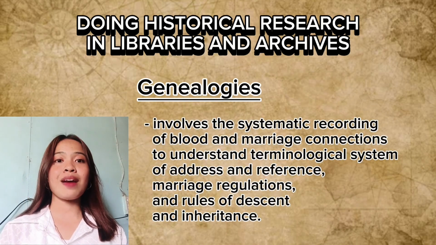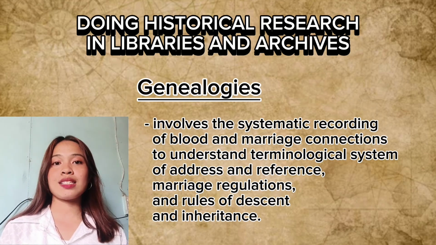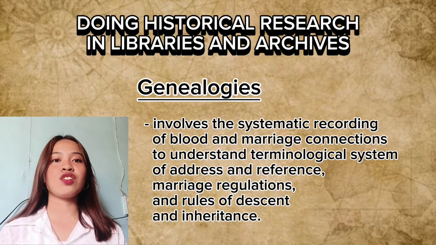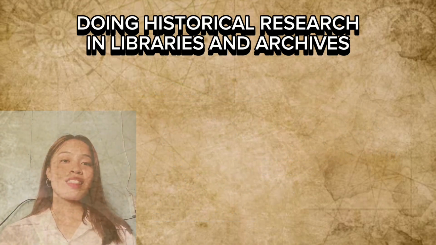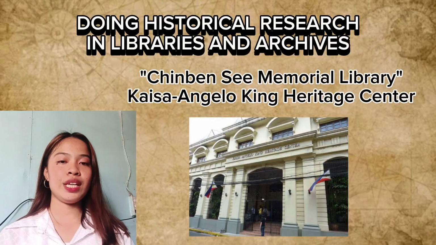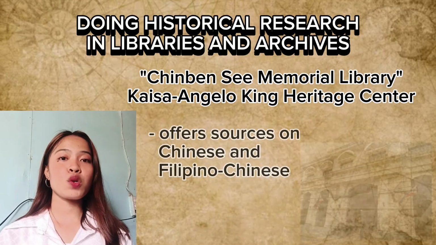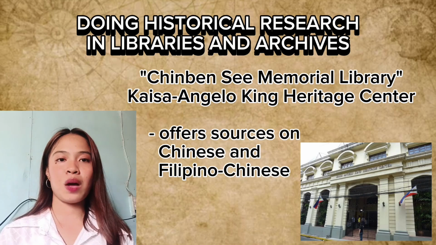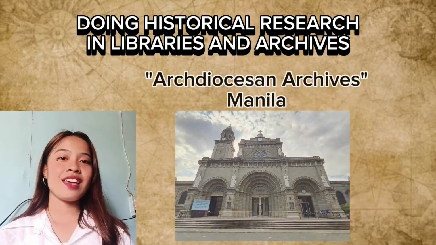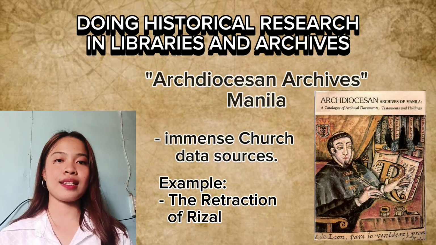It involves the systematic recording of blood and marriage connections to understand terminological systems of address and reference, marriage regulations, and rules of descent and inheritance. The Chinben Si Memorial Library in Kaisa Angelo King Heritage Center offers sources on Chinese and Filipino Chinese in the Philippines and in Southeast Asia. The Archdiocesan Archives of Manila has immense church data sources.